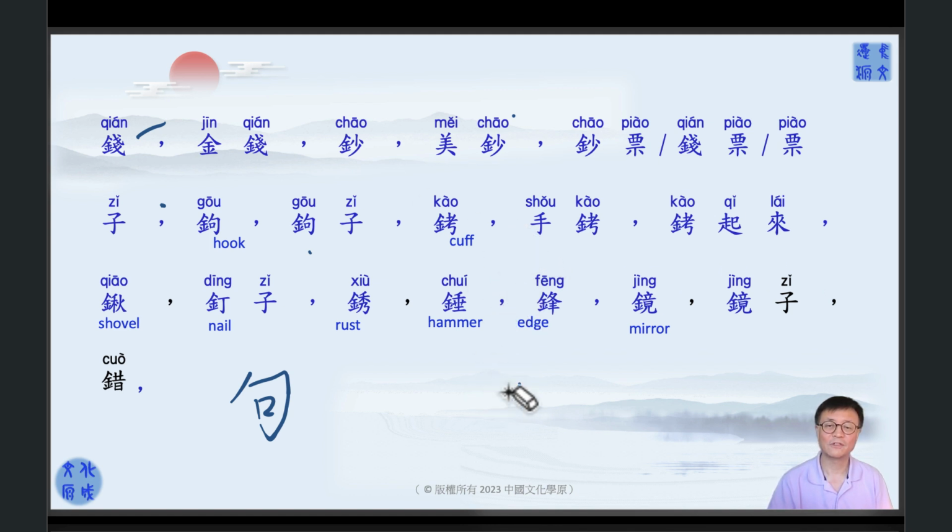It's often used if you watch a movie or some regular story; it's a very commonly used character. 铐, kao, is common, but third tone. Here it's 铐, the same thing, 铐起来, lock it up or cuff it. 锹, qiao, that's shovel, because this is another.